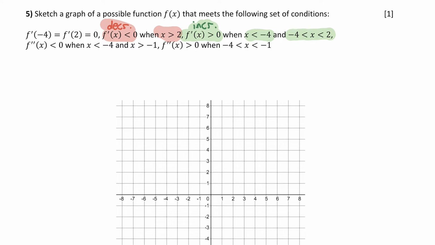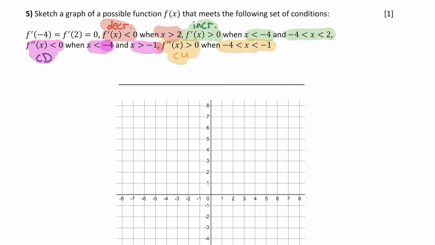I notice it also tells me about the second derivative. The second derivative is less than 0, meaning the original function is concave down when x is less than -4 and bigger than -1. And lastly, the second derivative is positive, meaning f of x is concave up between -4 and -1. Before I try and graph this, let me organize this information onto a number line.